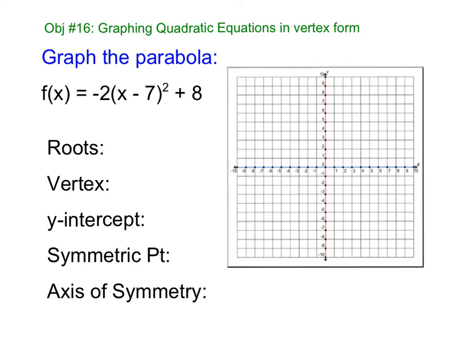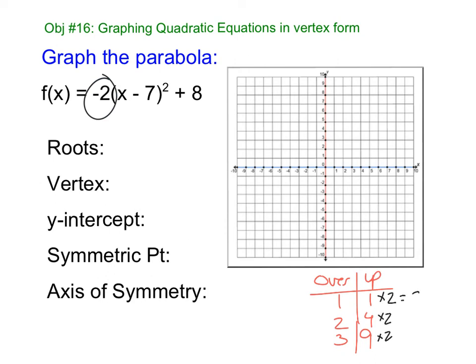All right, I want you to pause the video and try this one on your own. Remember, we're changing our shifting rule a little bit. So over, up, 1, 1, 2, 4, 3, 9, because all of this is based, again, on x squared. 1 squared is 1, 2 squared is 4, 3 squared is 9. So now we have a -2 in front, so I'm going to do times 2, times 2, times 2. So that's 2, 8, and 18.